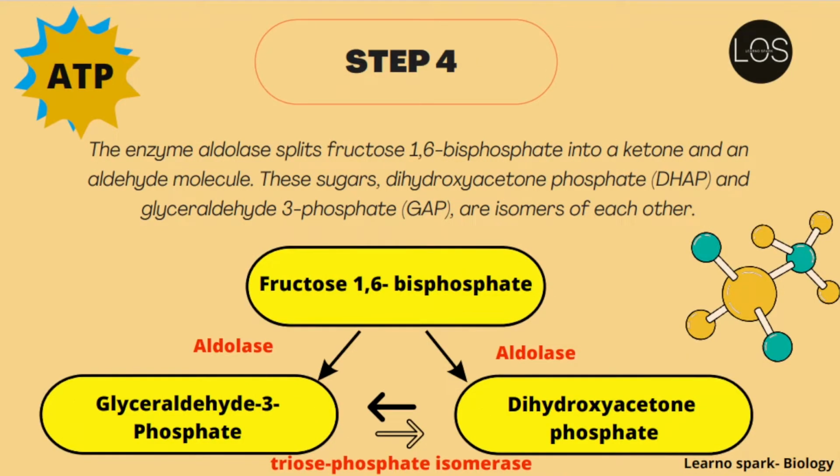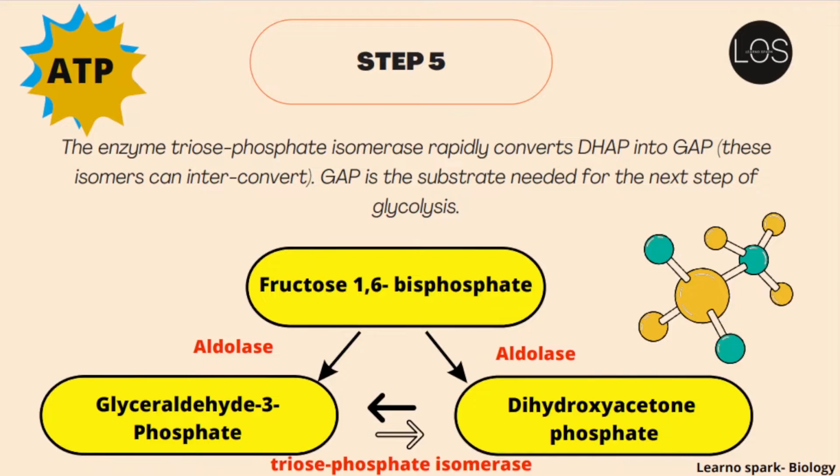Moving on to the next step, fructose 1,6-bisphosphate splits into glyceraldehyde 3-phosphate and dihydroxyacetone phosphate. This is the product of an aldol condensation reaction, and the enzyme that catalyzes this reaction is aldolase. Glyceraldehyde 3-phosphate and dihydroxyacetone phosphate are isomers. The enzyme triose isomerase can convert dihydroxyacetone phosphate into glyceraldehyde 3-phosphate, as glyceraldehyde 3-phosphate is the substrate that is needed for the next step of glycolysis. So dihydroxyacetone phosphate gets isomerized into glyceraldehyde 3-phosphate. Now we have 2 molecules of glyceraldehyde 3-phosphate.